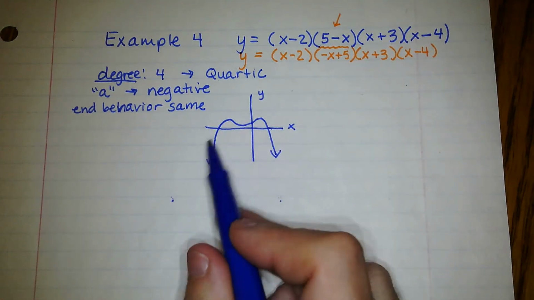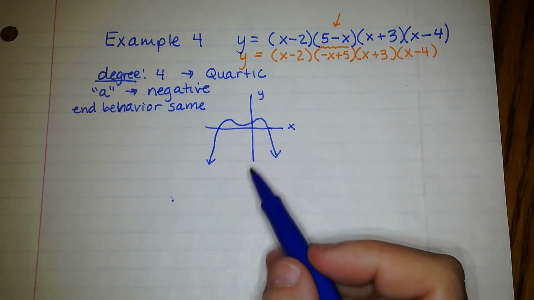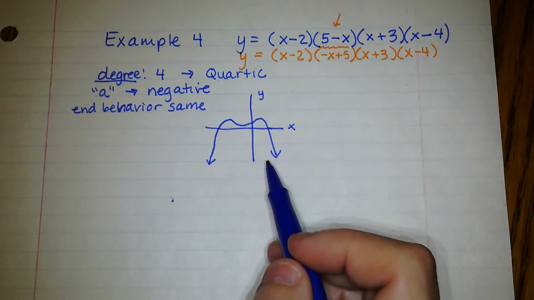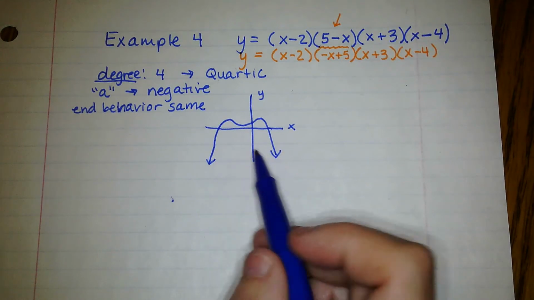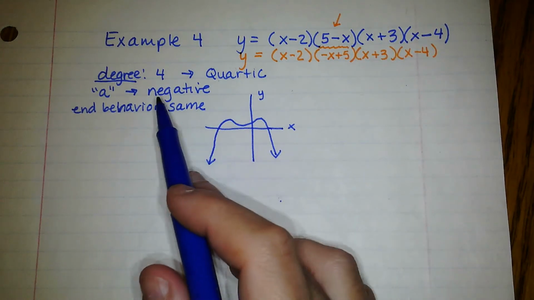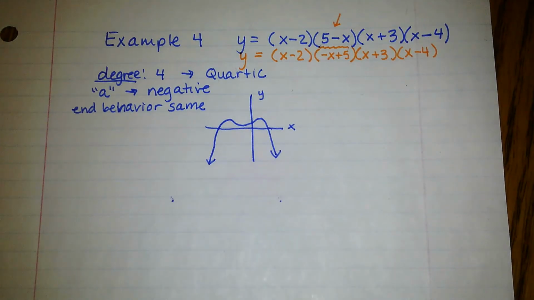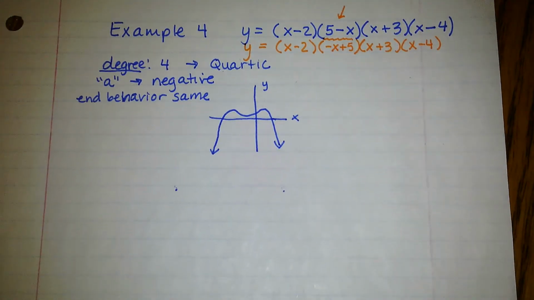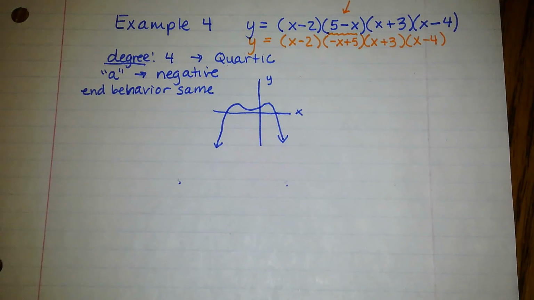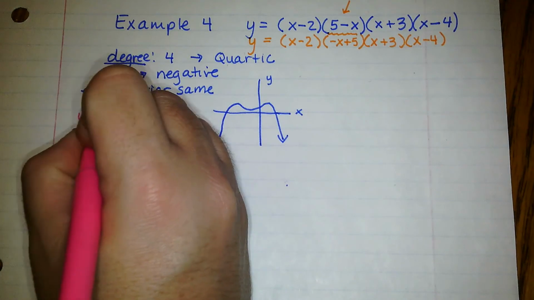This is what our rough sketch looks like. Okay, so we should get something like this. It's got to start down, end down. That's our end behavior for a quartic with a negative a value. If you have questions about that, you can go back and take a look at the slides because we went over that previously. Now what we're going to do is find our y-intercept.